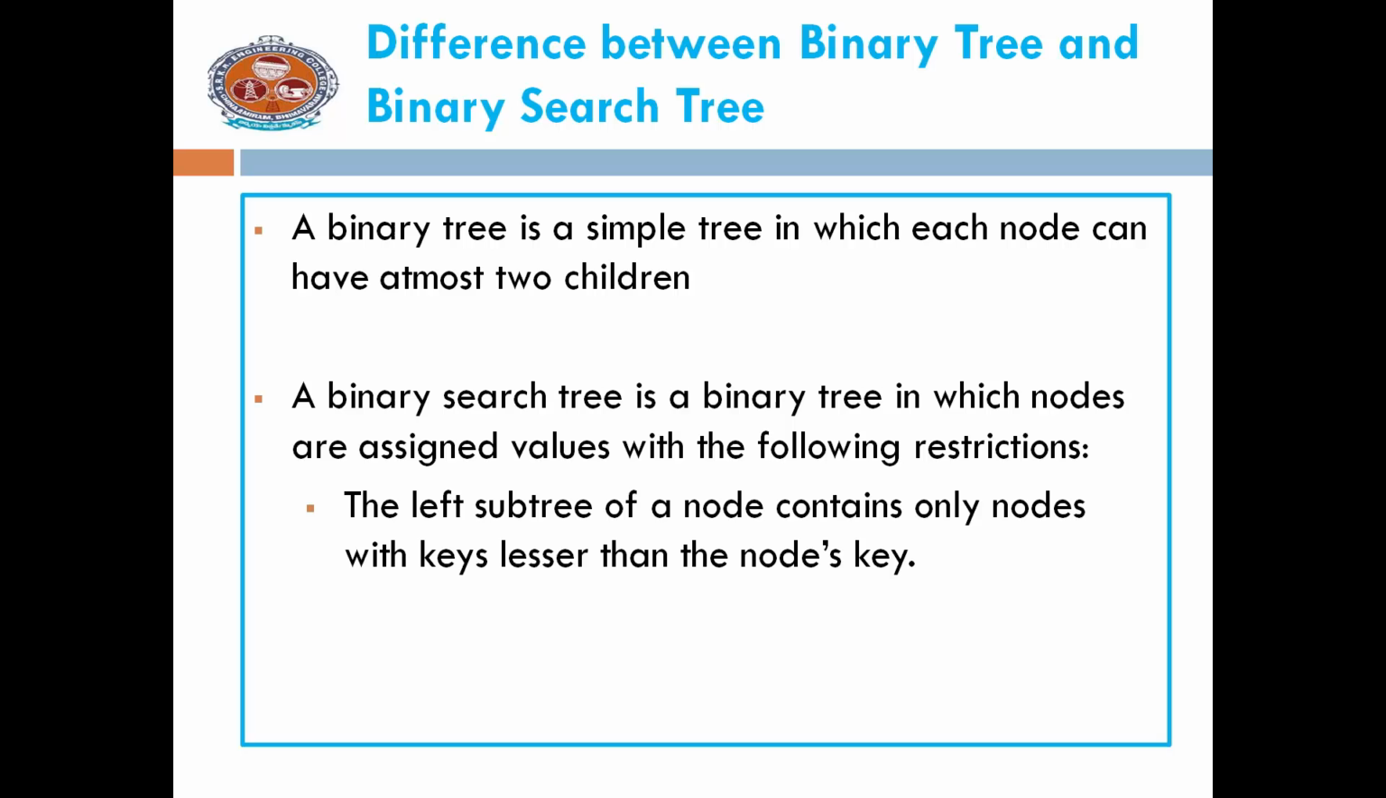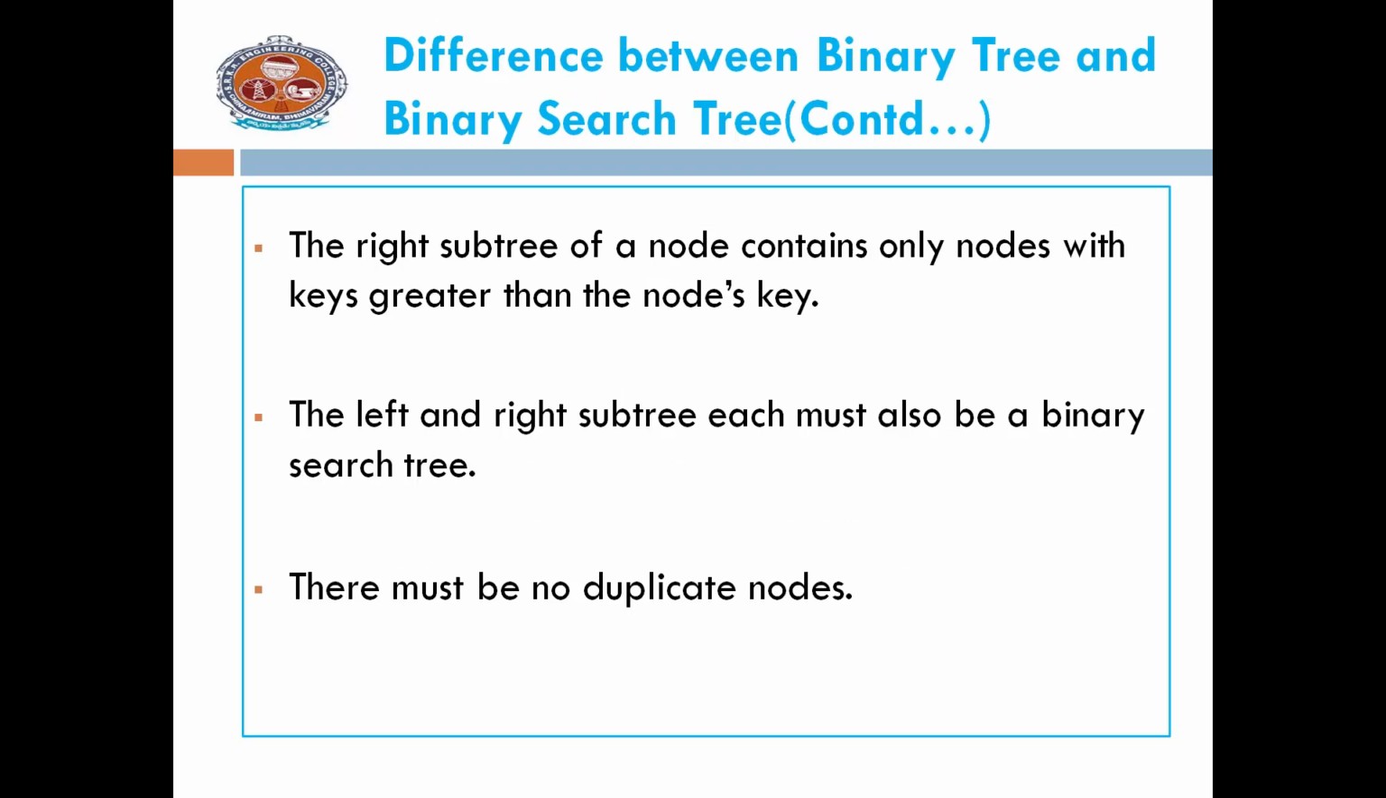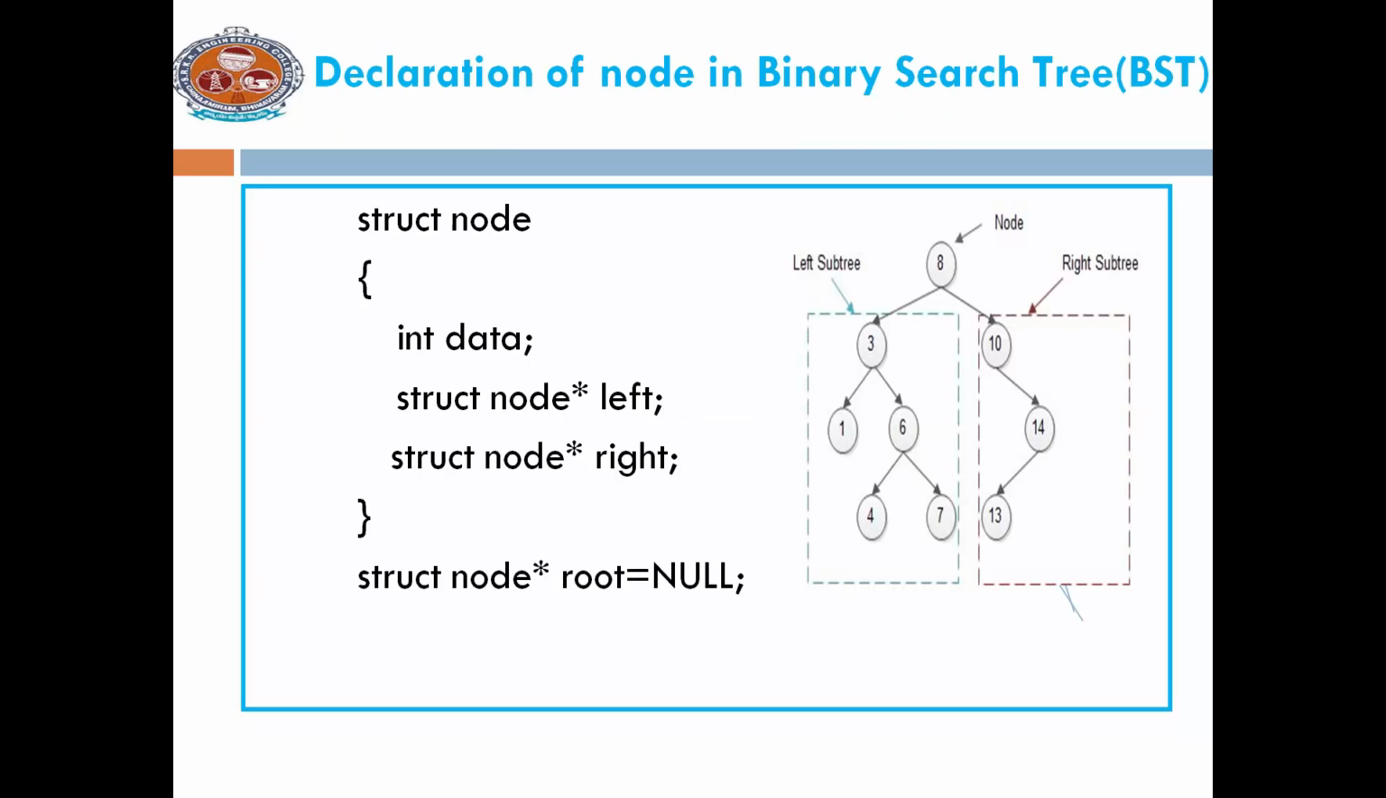What is the main difference between a binary tree and a binary search tree? A binary tree is a simple tree which contains at most two children but it does not have any restrictions. A binary search tree has restrictions: the left subtree contains values lesser than the root value and the right subtree always contains values greater than the root value, the left and right subtrees must each also be a binary search tree, and there should not be any duplicate nodes in a binary search tree.